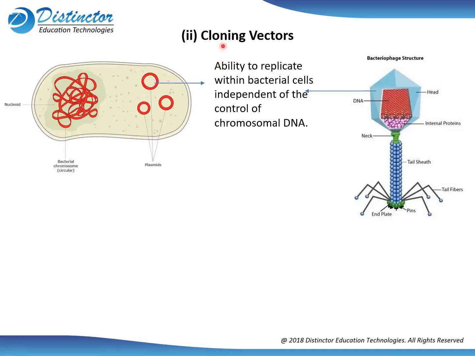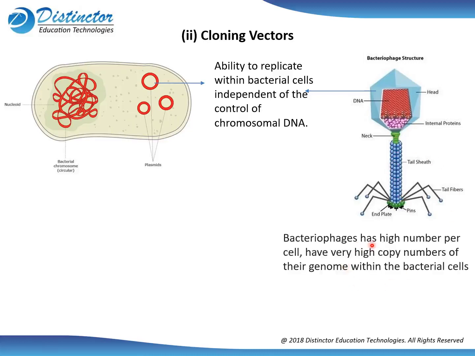That is why it is called a cloning vector. Vector means it is used to carry a gene from one bacterium to another bacterium. One example is a plasmid, another is a bacteriophage. What is a bacteriophage? The virus which infects bacteria is called a bacteriophage. We use this virus to infect the bacteria, so this is also one of the vectors.